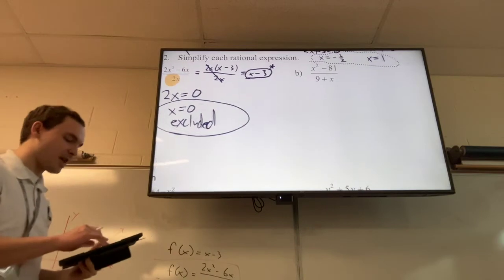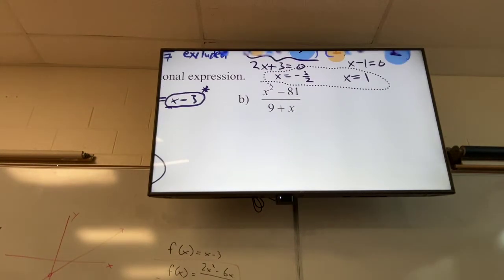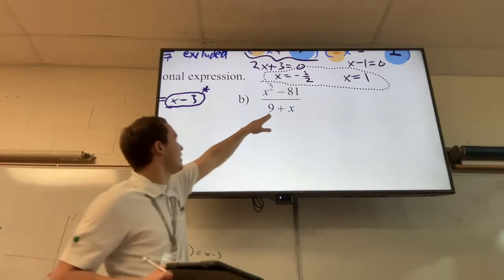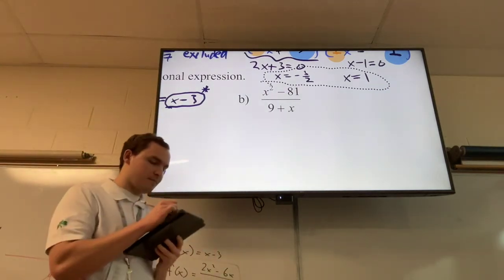Okay, so let's move on to part B, okay? So let's find the excluded values here. This one's pretty easy. We don't have to factor first. We just set the bottom equal to 0.